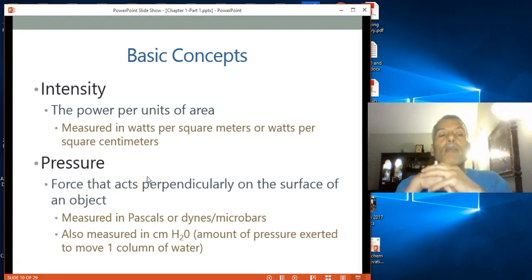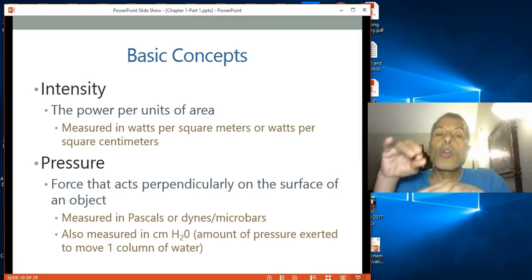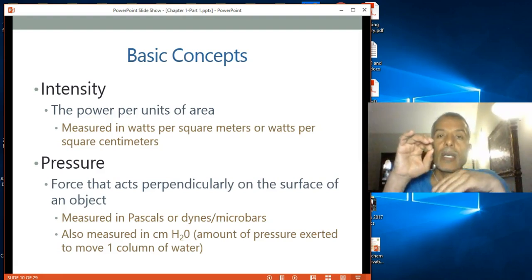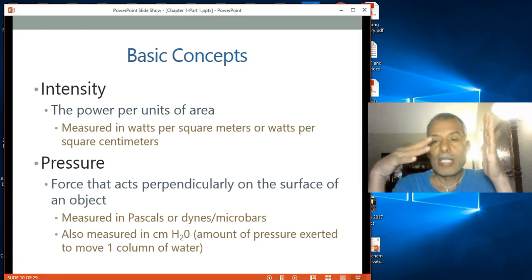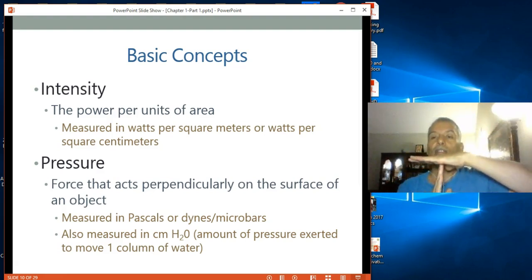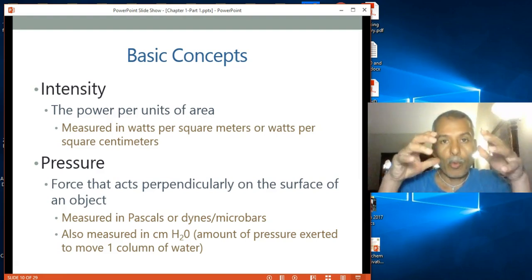Pressure is the force that acts at a 90-degree angle on a surface of an object. So perpendicular means at a 90-degree angle. So 90 degrees is the maximum amount of force that you can put on something.